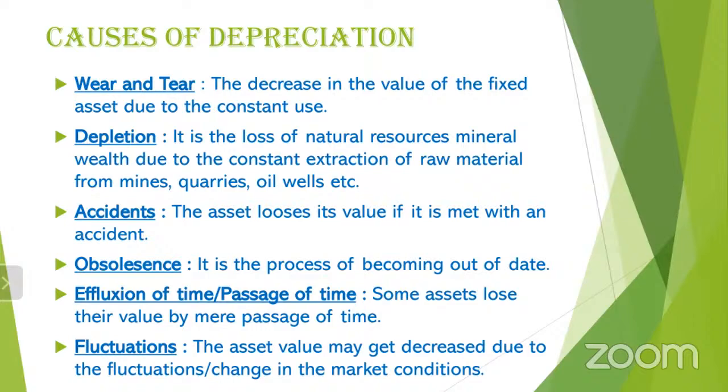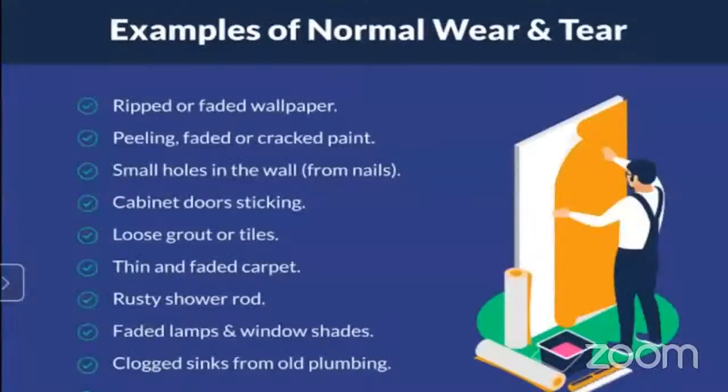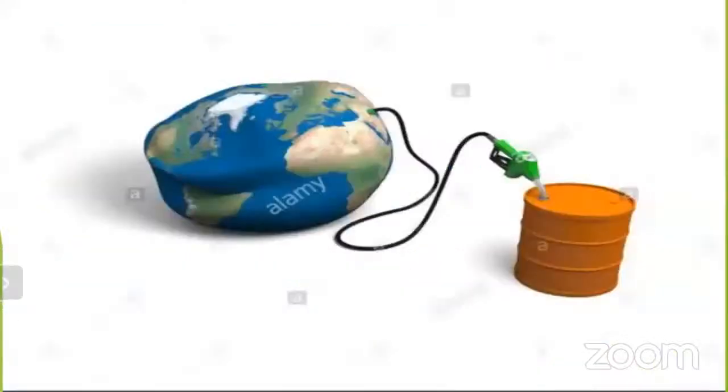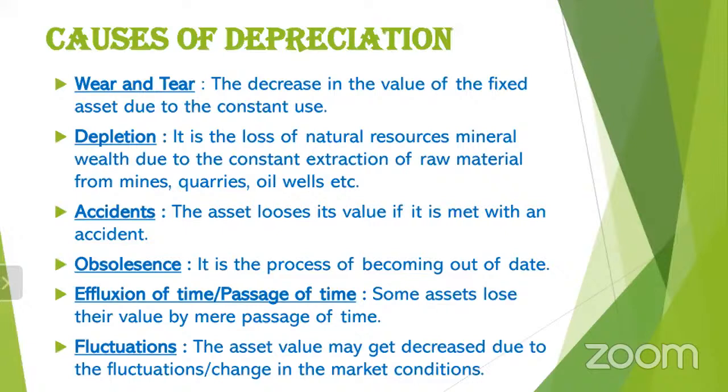Next, fluctuations. Fluctuations means the asset value may decrease due to changes in market conditions. The market will change continuously. Ups and downs will be there in the market, so the asset value will be decreased due to market conditions.